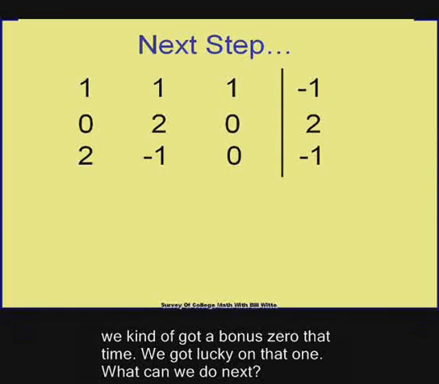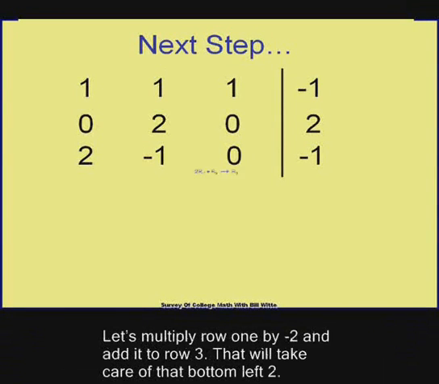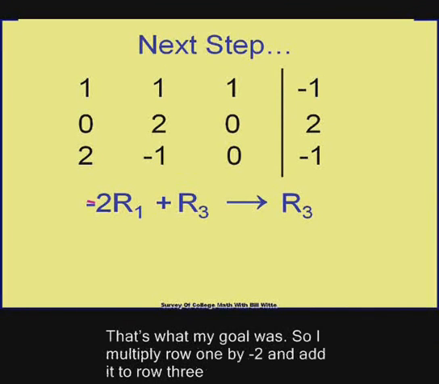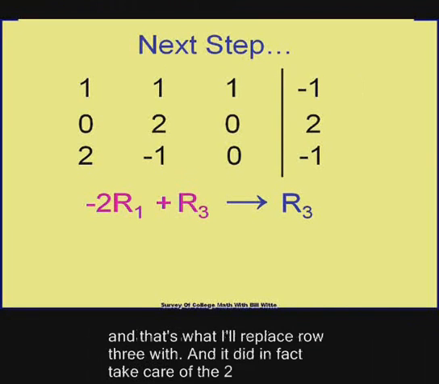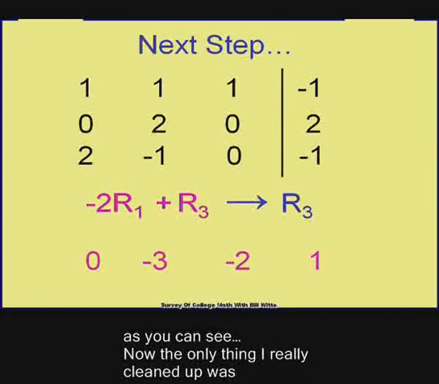What can we do next? Think about it. I'm going to multiply row 1, I love to use the 1s, by negative 2 and add it to row 3. Now, what's that going to take care of? That's going to take care of that bottom left 2. That's what my goal was. So I'll multiply row 1 by negative 2 and add it to row 3, and that's what I'll replace row 3 with. And it did, in fact, take care of it, as you can see.